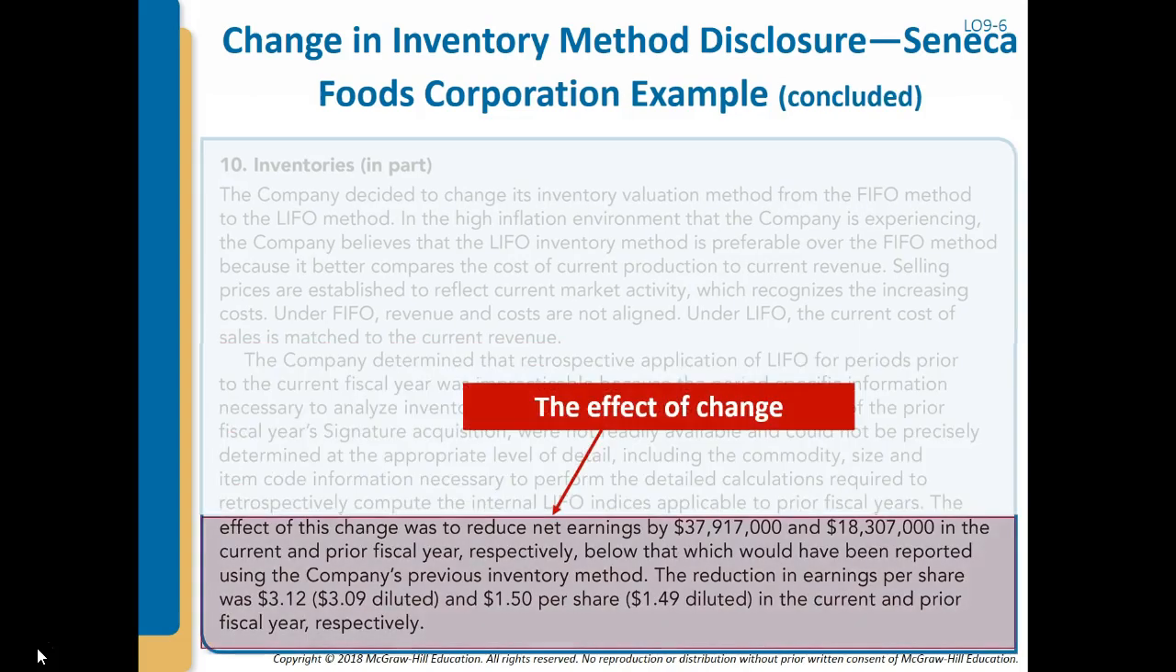In the third paragraph of the disclosure, the company explains the effect of the change on current and prior fiscal years' income and earnings per share. Notice in the Seneca Foods disclosure note that the switch to LIFO did cause a decrease in net income, and therefore income taxes in the year of the switch, indicating an environment of increasing costs.